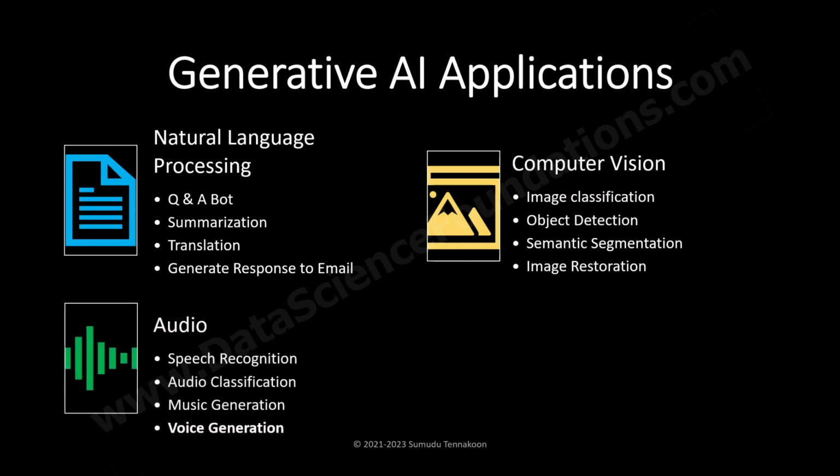You can perform audio related tasks. A very useful example is speech recognition. It could be a phone conversation, it could be a talk in a conference, or maybe a video call, or something you can convert into text. There are various voice transcription applications. You can use generative AI to transcribe human voice into text.